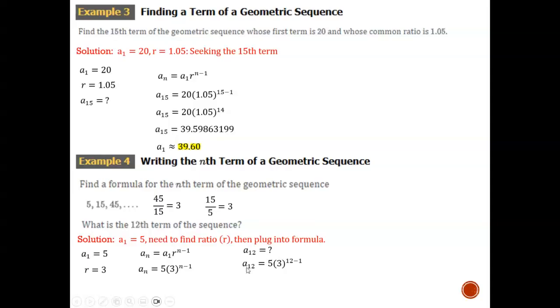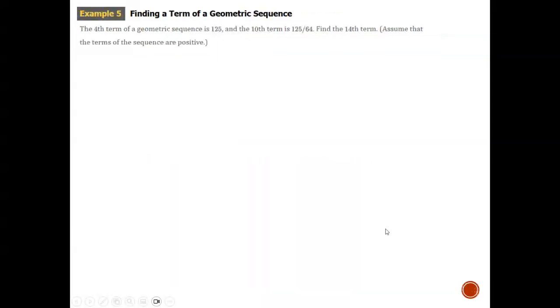So when I plug in a 12, a sub 12 is 5 times 3 to the 12 minus 1. 12 minus 1 is 11. 3 to the 11th times 5. That's how we find the 12th term, 885,735, right? So again, we know the ratio is r. We can keep multiplying times 3, times 3, times 3, up until we get to the 12th term, but sometimes that takes too long. Knowing the formula and how to work it is a bit more efficient sometimes.